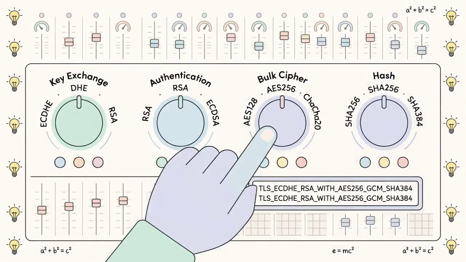Think of each segment as a tunable knob. Swap AES-128 for AES-256, and you trade speed for strength. Swap ECDHE for plain RSA, and you lose forward secrecy. Swap SHA-256 for SHA-384, and you change the integrity guarantees. Every piece is a lever, and the cipher suite name is the exact recipe you have configured for that connection.